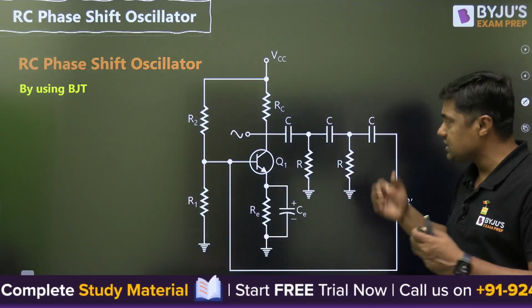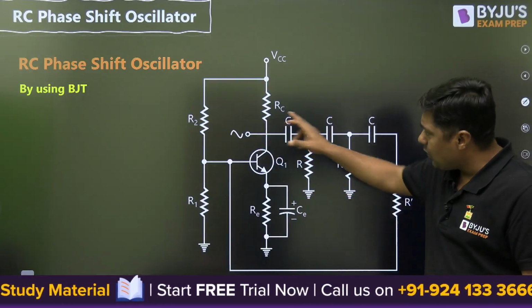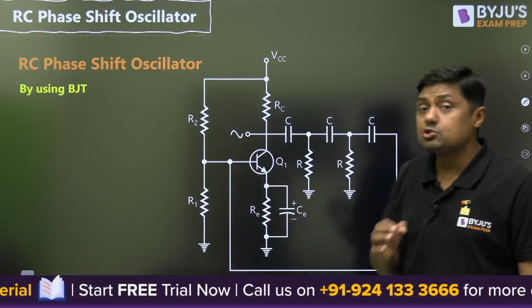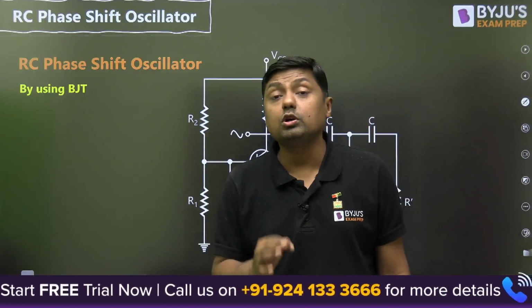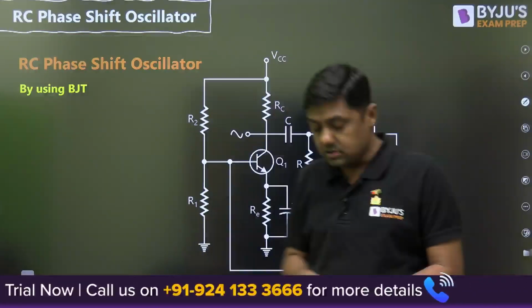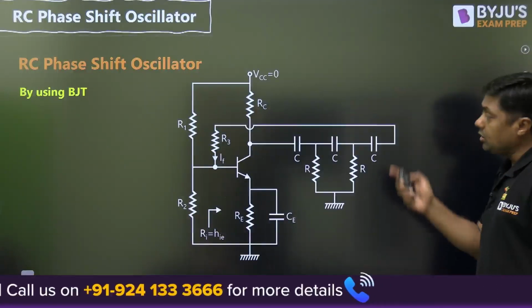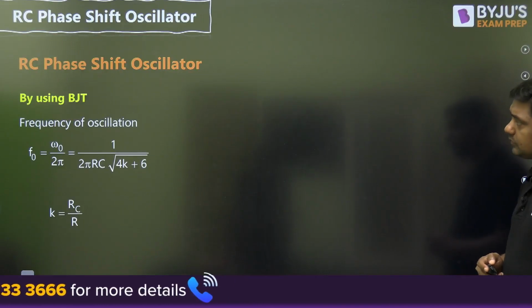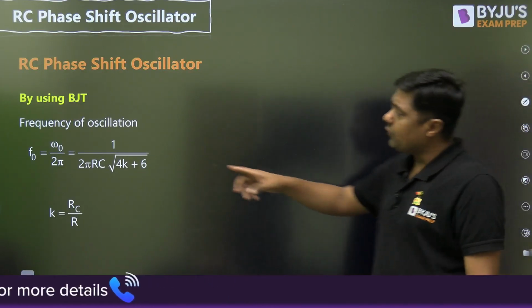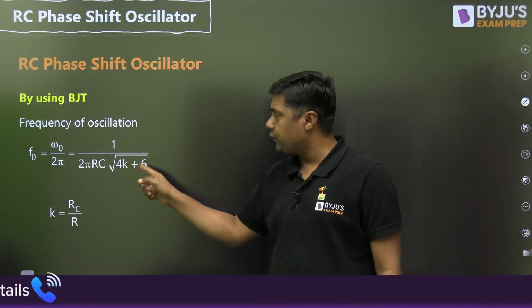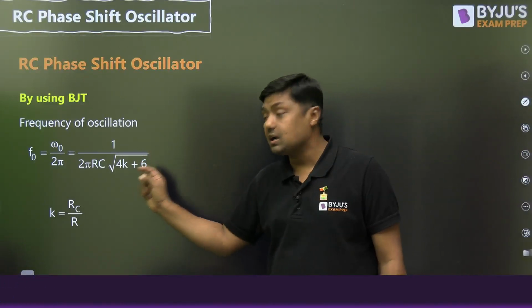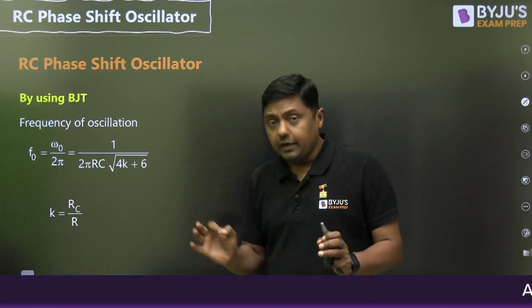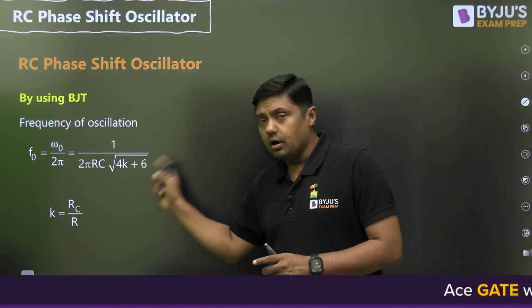Barkhausen criteria satisfied. Sampling of the voltage, mixing of the current, and that's why the feedback mechanism is voltage shunt feedback. This is important point. Now that is another way to represent the diagram. Then guys, this is the frequency of oscillation 1 by 2 pi RC root over 4K plus 6, where K is RC by R. And this is in hertz.